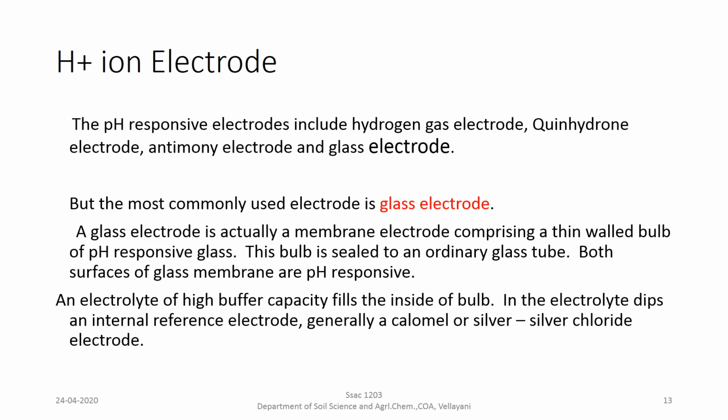The inside of the bulb is filled with an electrolyte of high buffer capacity. In the electrolyte dips an internal reference electrode. The reference electrode is dipped in the electrolyte which is held within the glass bulb electrode, and it is generally a calomel electrode or a silver chloride electrode.